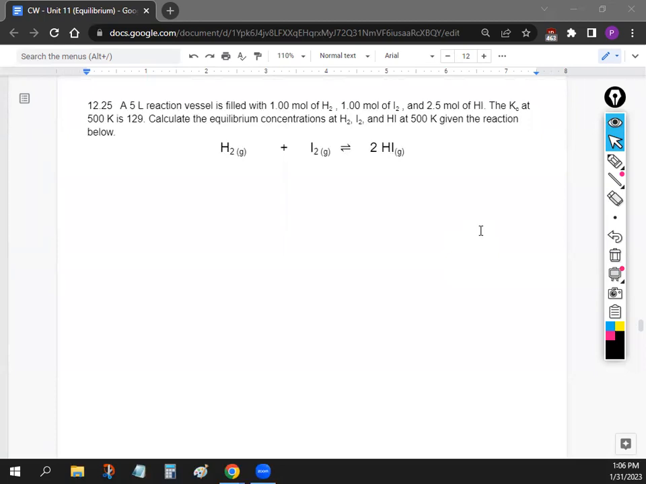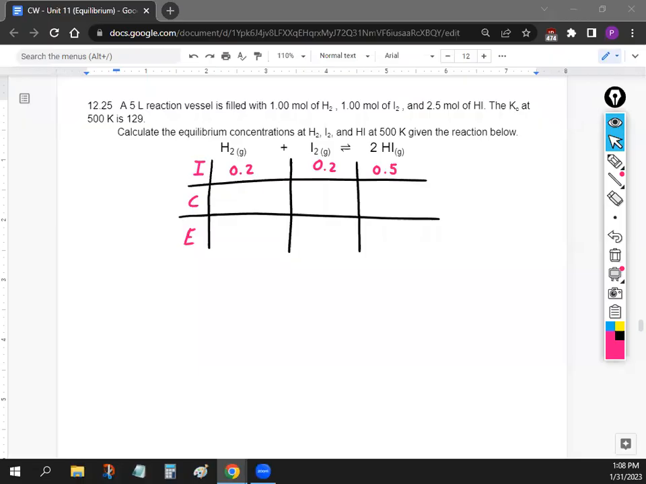So I got my reaction right here. I'll give you guys about a minute to set up the ice table. Okay, the equation's right here. I'm going to set up my ice table as well, so take about a minute to do that. Okay, so we got our ice table. We did the molarity calculations. Basically, you just take all the moles and you divide it by 5 liters.